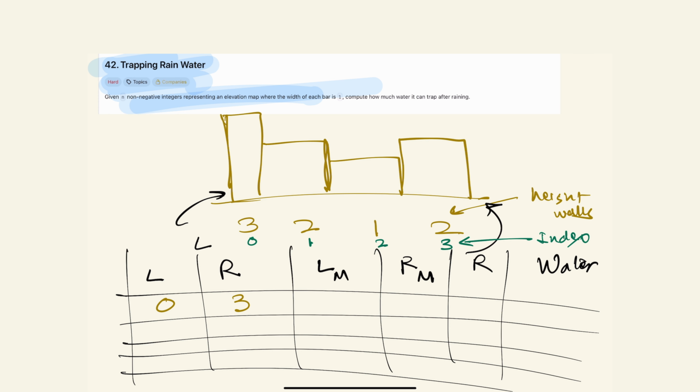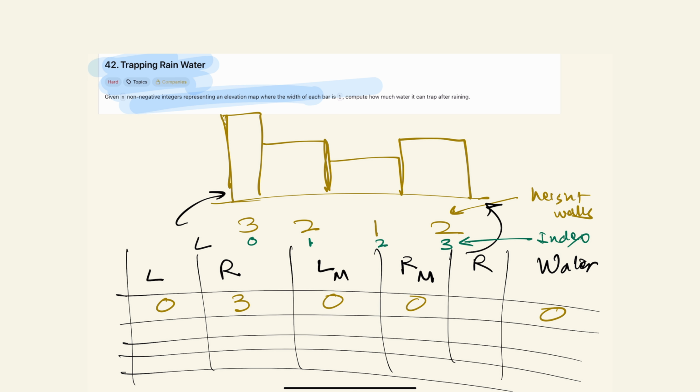Since I am just starting the iteration, I don't know what is the max length on the left side and right side. So I will be considering the initial value of max of left as 0, and max of right as 0. Now, how much amount of the water so far? Initialize with 0. As and when I am getting a result, I keep on adding that into this water result.